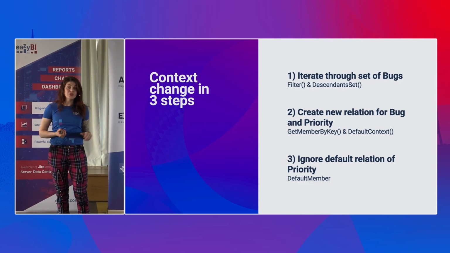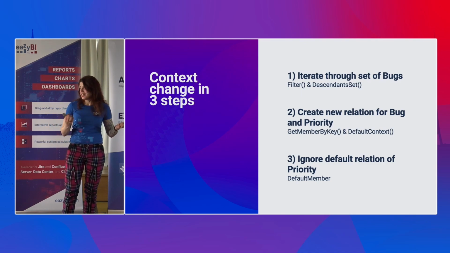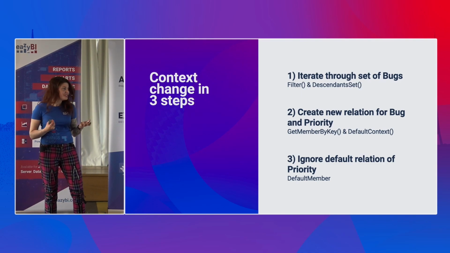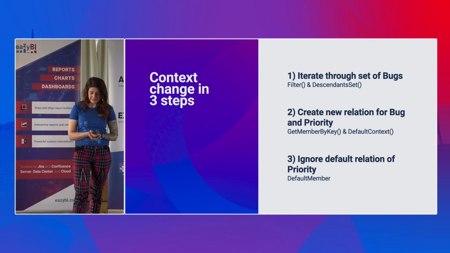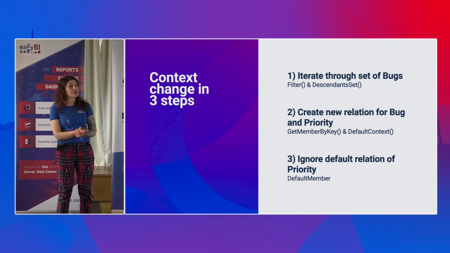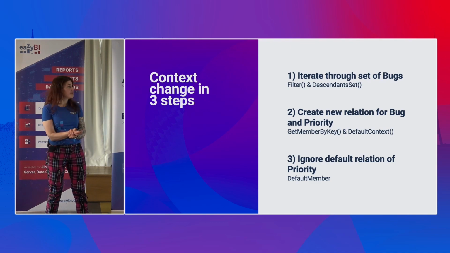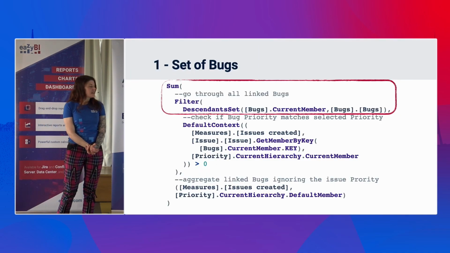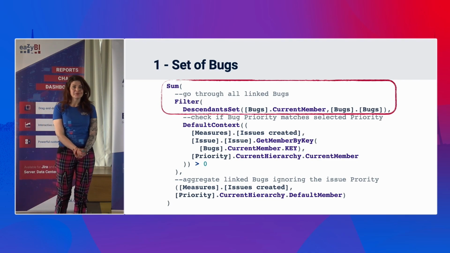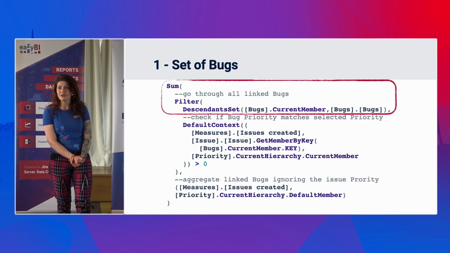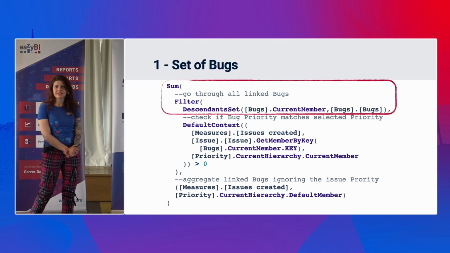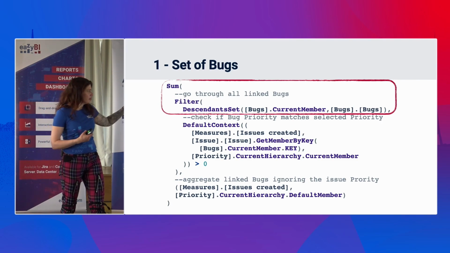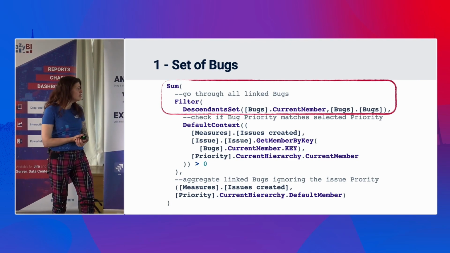And the third, you have to ignore the current default relation that you have already in eazyBI. Let's look at the calculation, how it looks in real life. There is an aggregate of sum. Today, Ilse already showed you a similar formula for count, and there was also one for average.